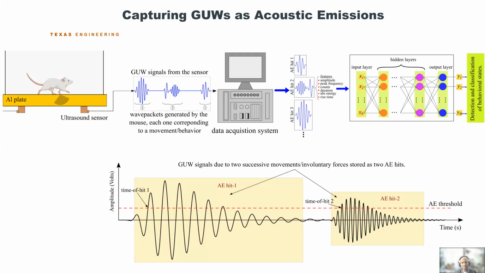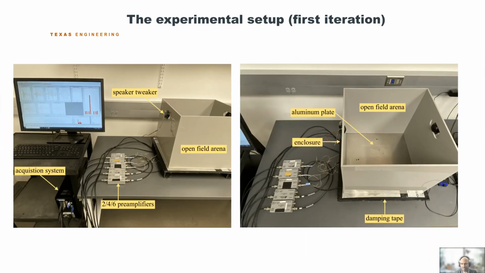So that is another improvement when it comes to data processing that we are doing. Now here is the actual system, where you see the open field with the aluminum plate, where the sensors are bonded to its bottom surface and connected to the acquisition system, where you have real-time monitoring. As the animal moves around, you will see the waveforms, and the system will automatically calculate the features and give you the information at the end of the test.